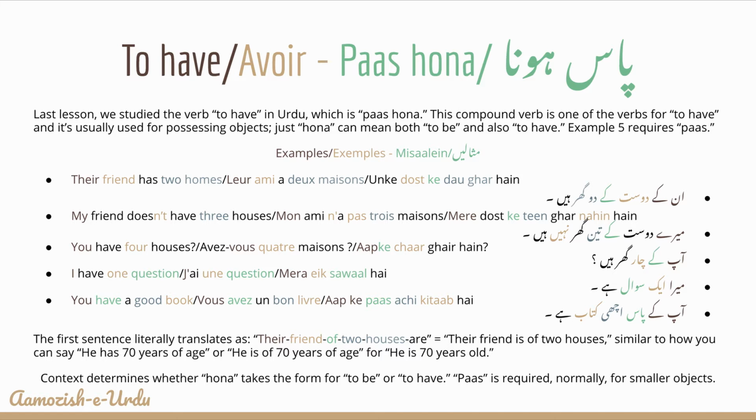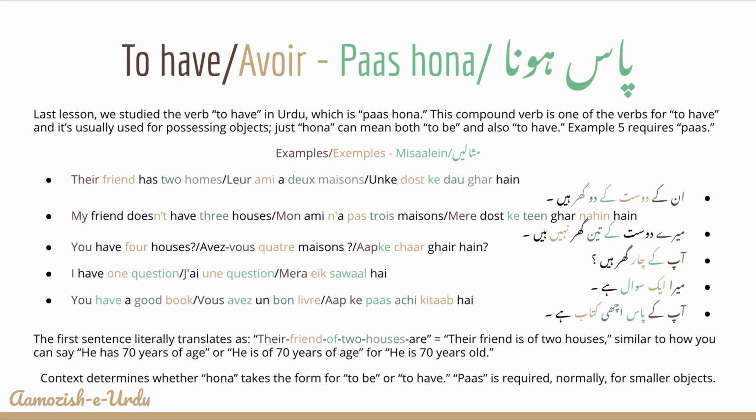Examples, misale. Their friend has 2 homes. उनके दोस्त के 2 घर हैं. My friend doesn't have 3 houses. मेरे दोस्त के 3 घर नहीं हैं. You have 4 houses or do you have 4 houses? आपके 4 घर हैं. I have one question. मेरा एक सवाल है. You have a good book. आपके पास अच्छी किताब है.